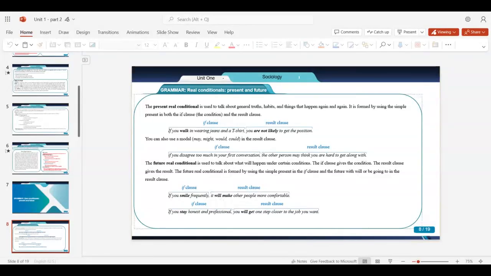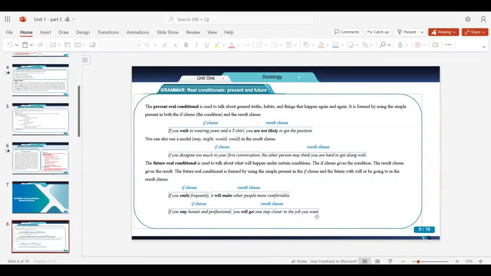You can see, if you smile frequently, this is the if clause, it will make other people more comfortable. This is the result clause, which shows the future. It shows the future real conditional. Hopefully you get the difference between the present real conditional and the future real conditional. The second example: if you stay honest and professional in this class, you will get one step closer to the job you want.